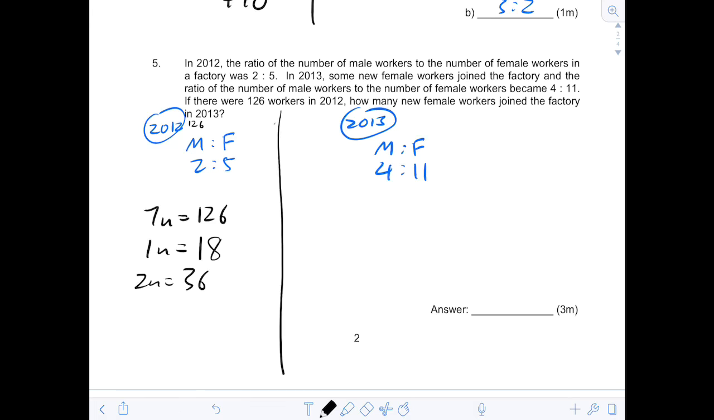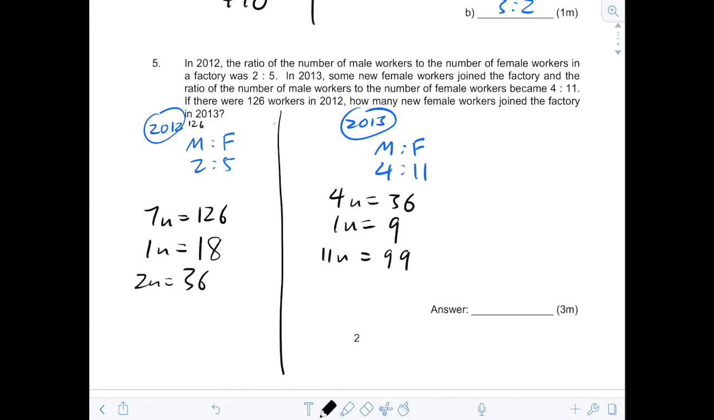Which means these 2 units, 36 over here, is actually equivalent to the 2013 4 units over here. So if the number of men is the same, the previous 36 males is actually the 4 units here. Because these units in 2012 and 2013 are of different sizes. Okay, so now you got 4 units here, you got 36, then you can find what's 1 unit, which is 9, and therefore 11 units for the females will be 99.